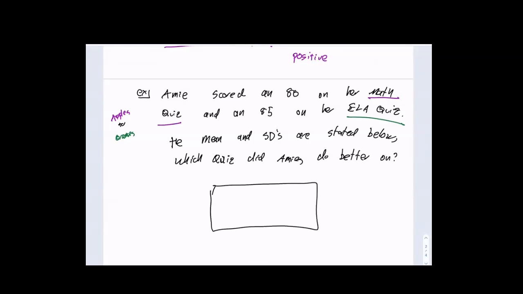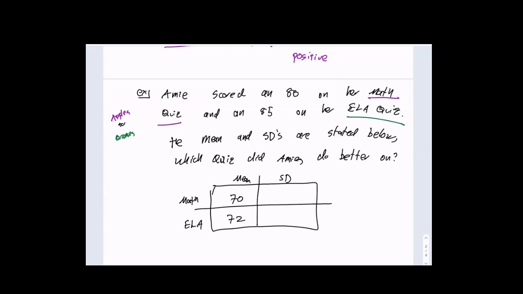So here's a table, and it's very similar to the table you see on your homework. Here's the mean, here's the standard deviation. We're going to talk about the math, and we'll talk about the ELA. The math mean is a 70, and the ELA was a 72. So based on right here, which test was harder? Math. Okay. Math was harder because the average was lower.